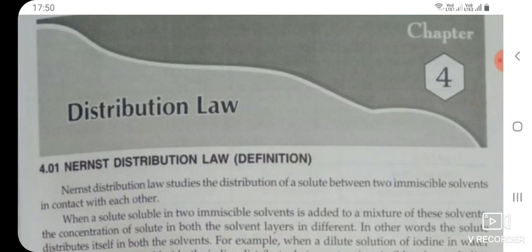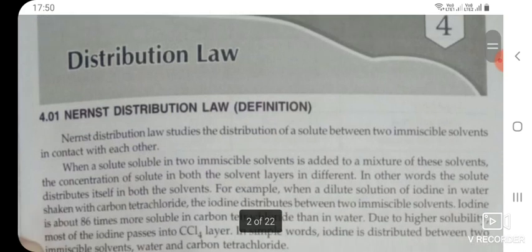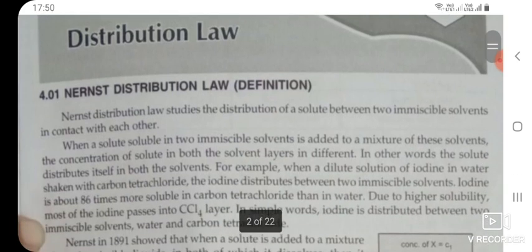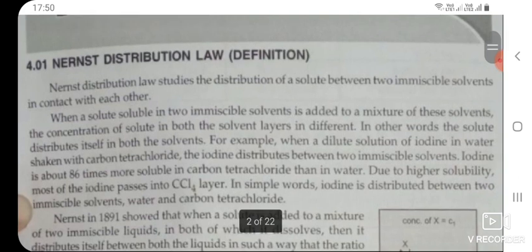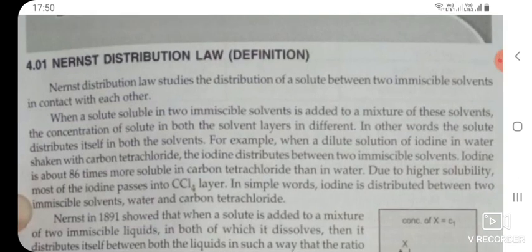So let's get started. Nernst distribution law definition. Nernst distribution law studies the distribution of a solute between two immiscible solvents in contact with each other. When a solute soluble in two immiscible solvents is added to a mixture of these solvents, the concentration of solute in both the solvent layers is different. In other words, the solute distributes itself in both the solvents.